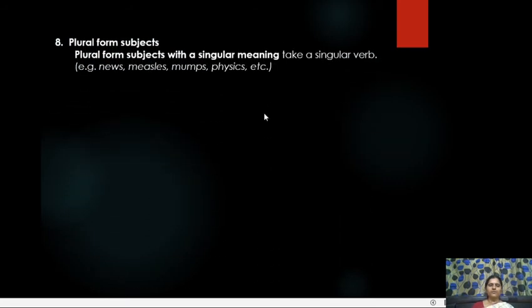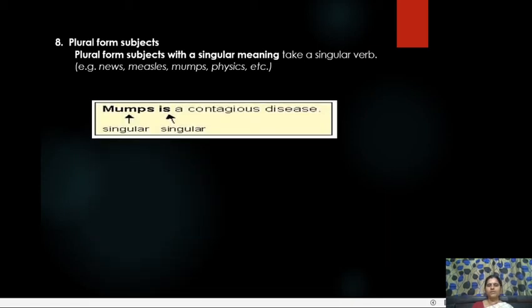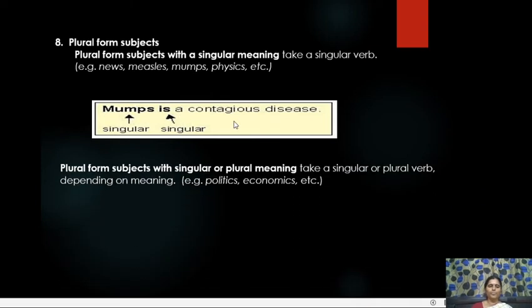Plural form subjects, that means sometimes subjects are in plural form. The spelling of that particular subject is in plural form. That doesn't mean that the word is plural. So it has to take always a singular verb. See here, mumps is a contagious disease. It's the name of a disease. And of course, when you see the form of the word, it is plural because it ends in s, so we feel like it is plural. But the form of the word is plural, but not the meaning. So such words which have a plural form have to be followed by a singular verb.